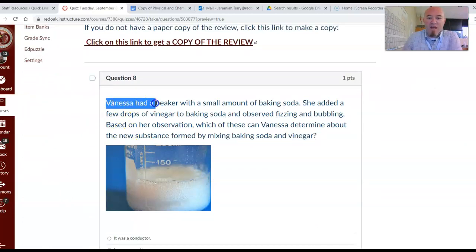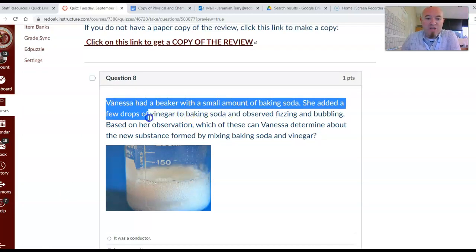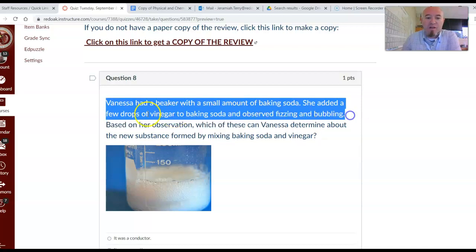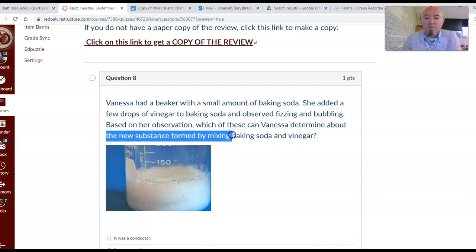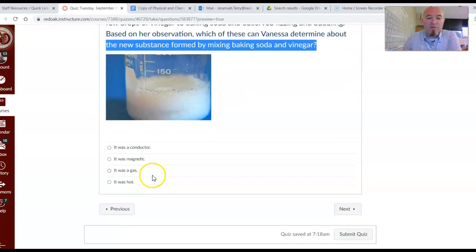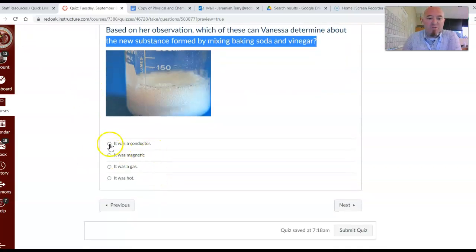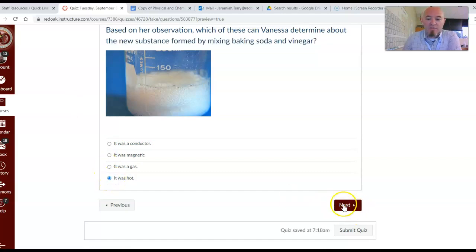Question number 8. Vanessa had a beaker with a small amount of baking soda. She added a few drops of vinegar to the baking soda and observed fizzing and bubbling. Based on her observation, which of these can Vanessa determine about the new substance formed by mixing baking soda and vinegar? Did she determine that it was a conductor, that it was magnetic, that it was a gas, or that it was hot?